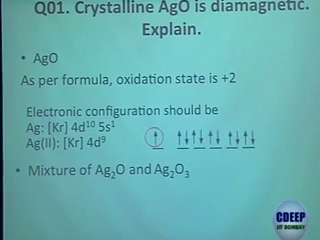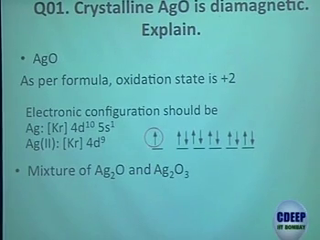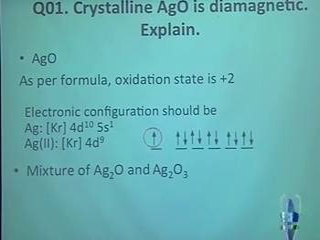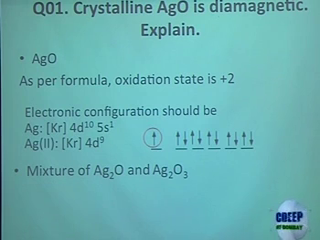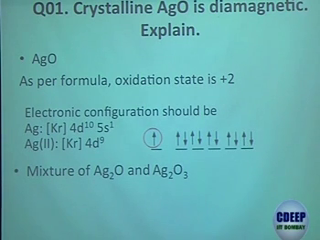So it is a d9 electronic configuration. A d9 configuration means one unpaired electron, so it should be paramagnetic. Diamagnetic means no spin, or at least paired spin. How is it? This is where I was saying it is a trick question. So it is a mixture of Ag2O and Ag2O3.